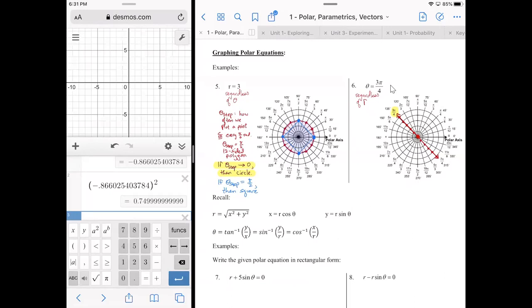So I wrote "recall" here below the formulas, not recall from last semester, recall from like 2 pages ago. r equals the square root of x squared plus y squared and all that good stuff. The reason why I put them here, and these ones specifically, is because these are the most useful ones when it comes to converting from polar to rectangular and vice versa in terms of the equations.